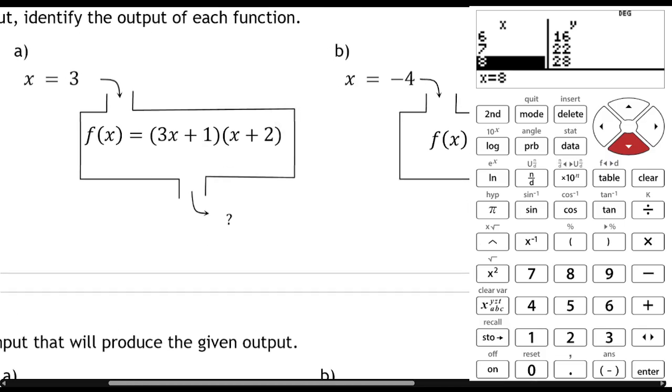All right, next, we're asked to do two problems where we are given the input of a function and we're asked to evaluate or find the output for that value input.